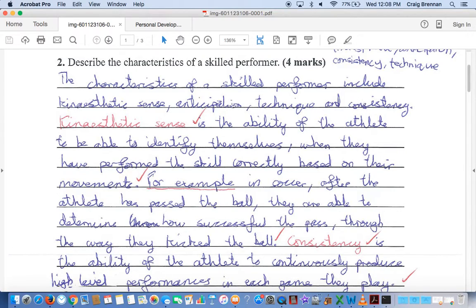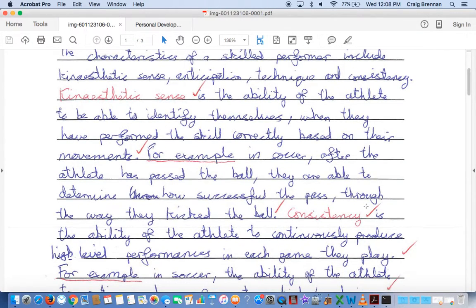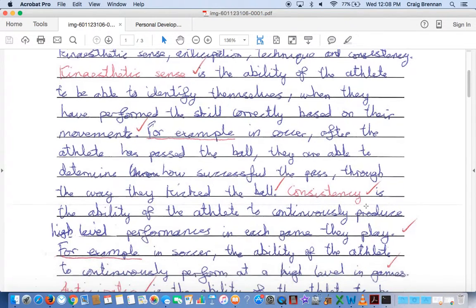So if we go through it, he's got kinesthetic sense. It's the ability of the athlete to identify themselves when they have performed the skill correctly based on their movement. So it's an understanding of how the performance feels. He's got an example to go with it. In soccer, after the athlete has passed the ball, they're able to determine how successful the pass was through the way they kick the ball. So there's a feel for it.